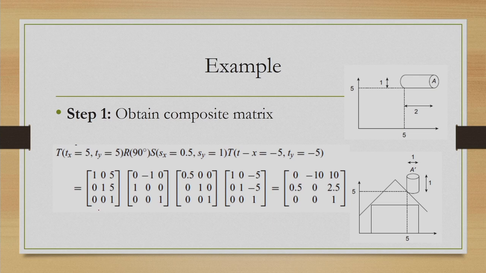So, if we replace these notations with actual matrices, then we will get these 4 matrices, and when we multiply we will get the composite matrix which will look like this. So, this is our way to get a composite matrix when we are trying to perform multiple basic operations with respect to a point which is not the origin.